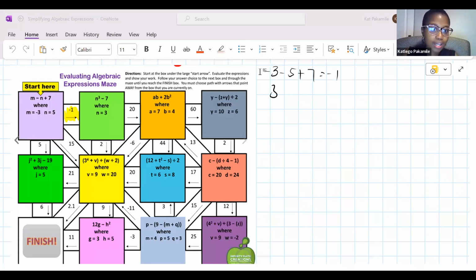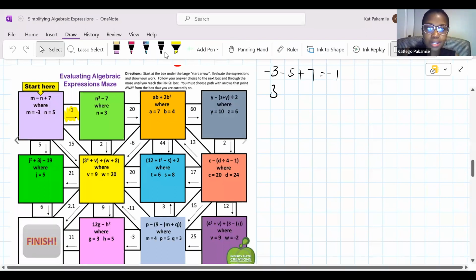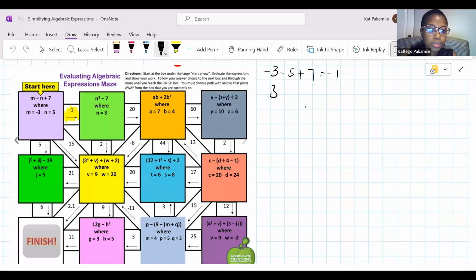So sorry about that. If you guys are willing to stay, we can stay a few more minutes to make up for the minutes that I was gone. So we said it's going to be 3 cubed, which is 27 minus 7, which is 20. And we said we're moving that way. Then you guys said the next one is 60. Let's see, AB: 28 plus 2 times 16, 32. That is indeed 60. Moving that way.